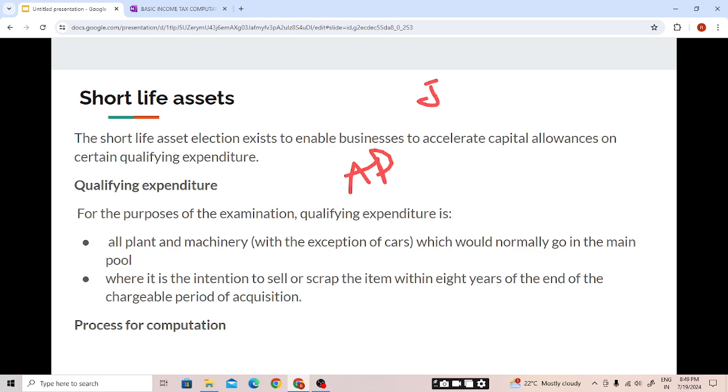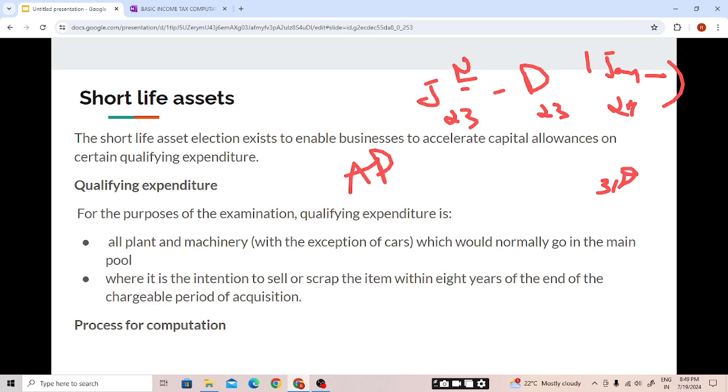So we have a January to December accounting period and we have purchased in November 23. So from 1st January 24 plus 8 years, it will be 31st December 32. So from the end of the accounting period in which you purchased, this year you will be able to calculate the WDA, but no issues.